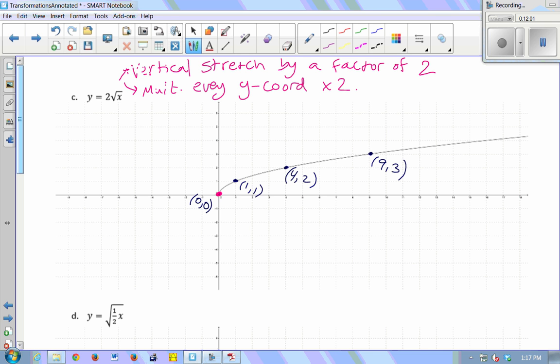Okay. Where's 1, 1 going to go? 1, 2. Double the y coordinate. Okay. And 4, 2, where's that going to go? 4, 4. And 9, 3, that would go to 9, 6. Good. So then we connect those. And there is a graph of the square root function stretched vertically by a factor of 2.